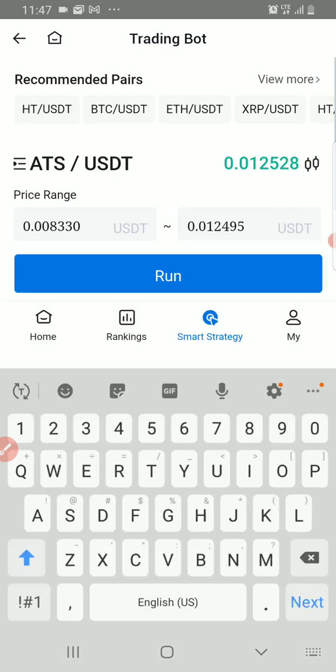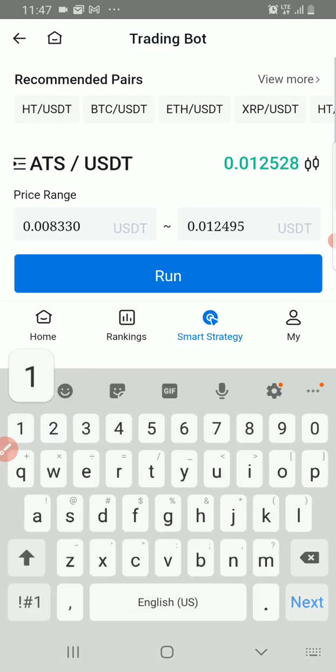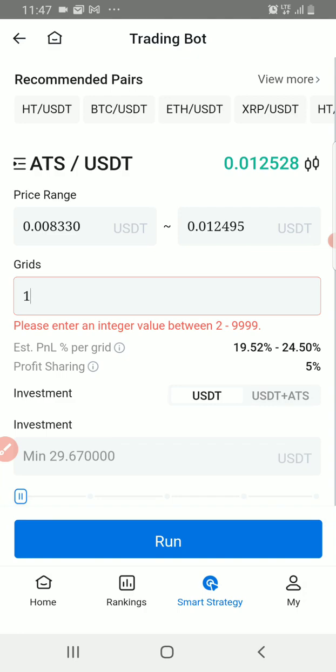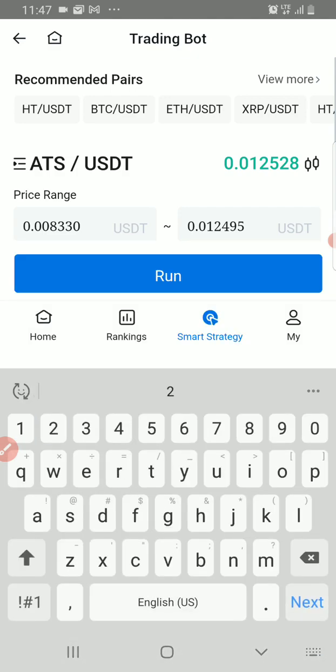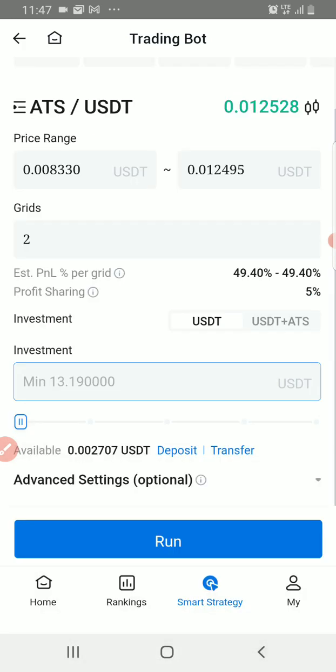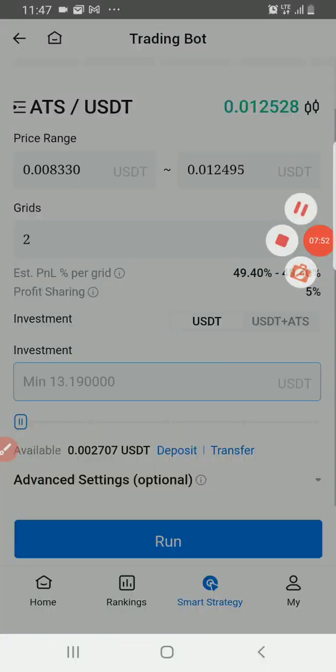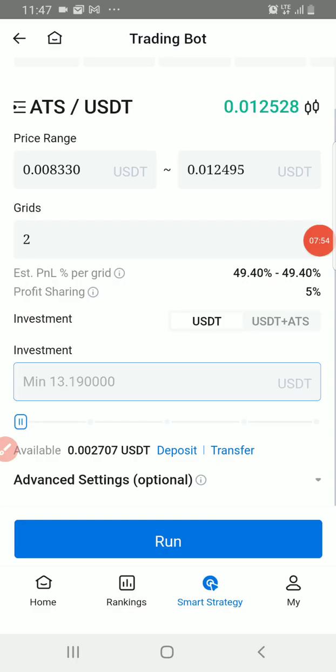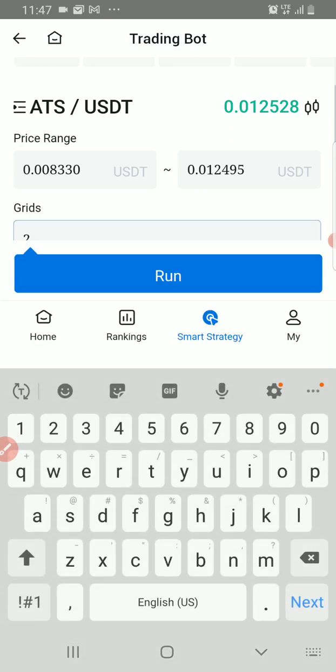Let's try using 1 grid, if it's going to work. Okay, you can see, I told you the minimum is 2 grids. So 2 grids is going to give us how many USD? Okay, just 13 USD. So the minimum you can use for this grid now is 13 USDT. All right, having said that, we click on this, and then the price range.